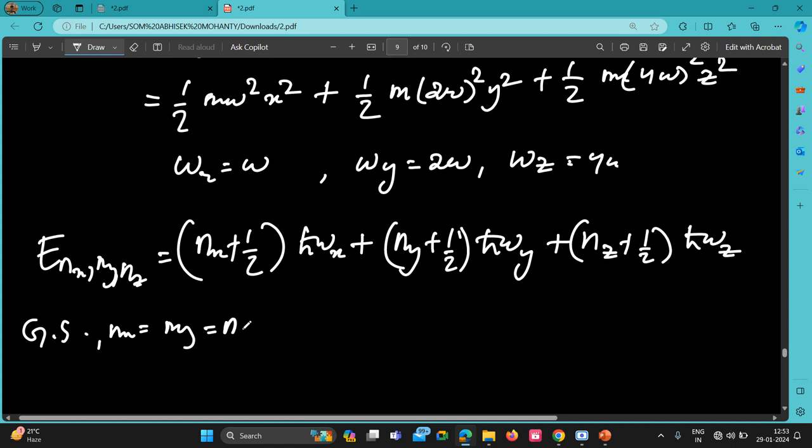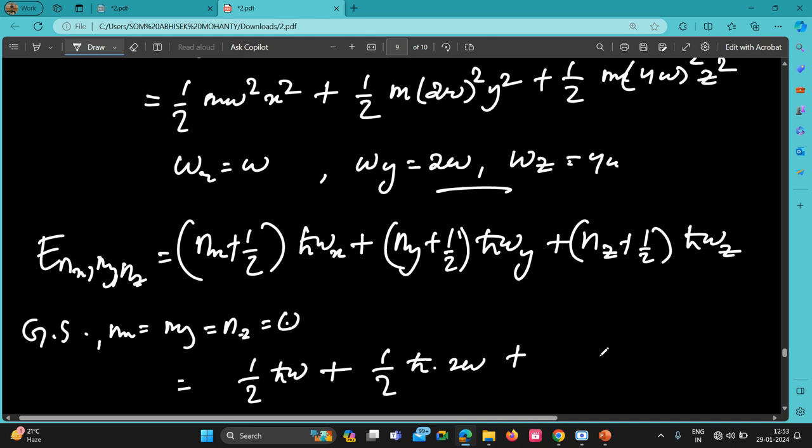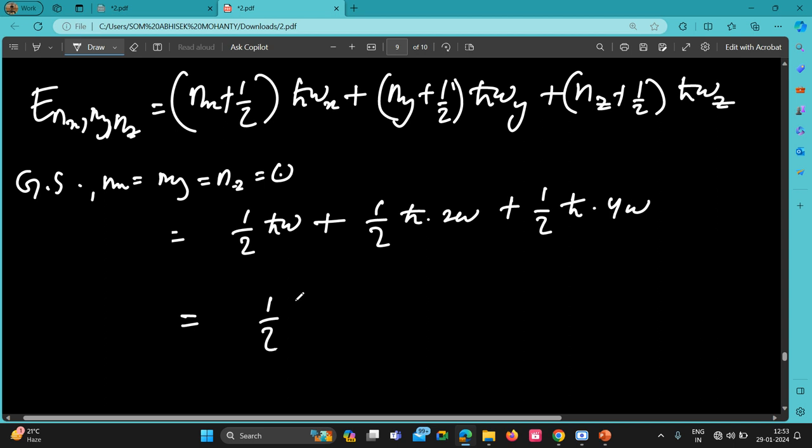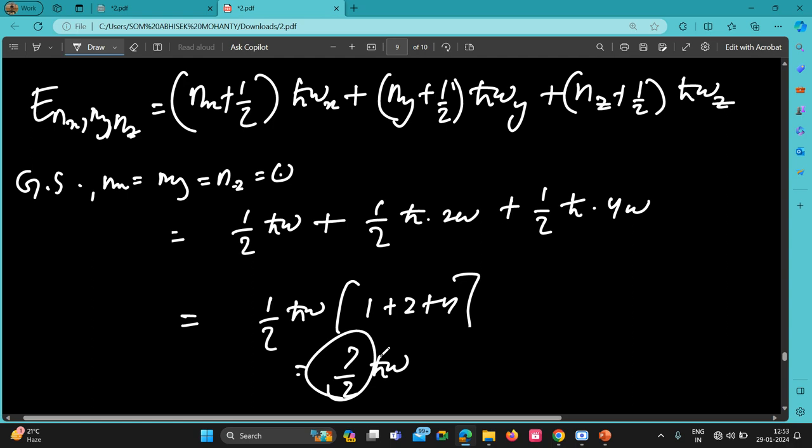Okay, so half h cut omega plus half h cut 2 omega, because here it is 2 omega, plus half h cut, this is your 4 omega, into 4 omega. So this would be half h cut omega, if I take common, 1 plus 2 plus 4, that is 7. So 7 by 2 h cut omega. Okay, that will be the answer in terms of h cut omega. So I will write 7 by 2 as the answer. Got it?